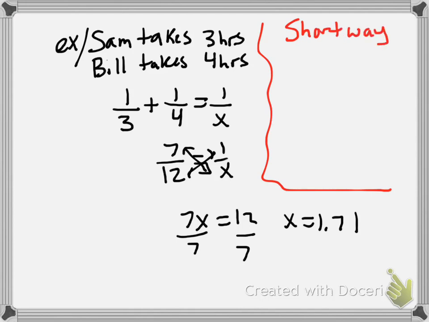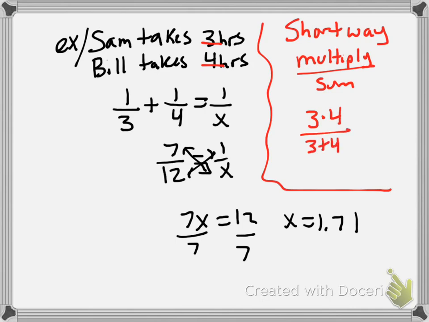So the short way to do this, and this will work, we'll go back to that other screen and look at that other problem too and make sure that it works. With these sort of problems, the shortest way to do this is if you take the two numbers that it takes each person individually, multiply the two numbers and put that over the sum of the two numbers, that will give your answer too. So if we were to do 3 times 4 over 3 plus 4, well, 3 times 4 gives us 12, 3 plus 4 gives us 7, which is exactly what we have right there. So that 12 over 7 will give us that same answer. This is the short way.